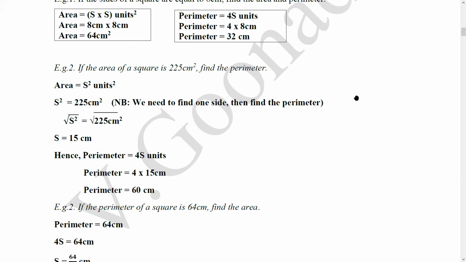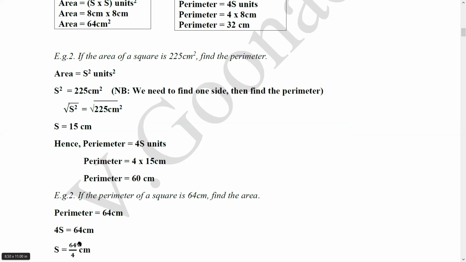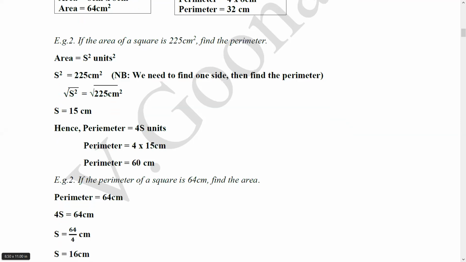So yeah, the perimeter is 64 centimeters, which they told us here, right? Remember, perimeter is 4 sides, which is equal to 64. So if we want to find a side, we take this 4, which is multiplied by the S, and we carry it across, so it becomes division. So S is 64 divided by 4, which is 16. So a side is 16 centimeters.